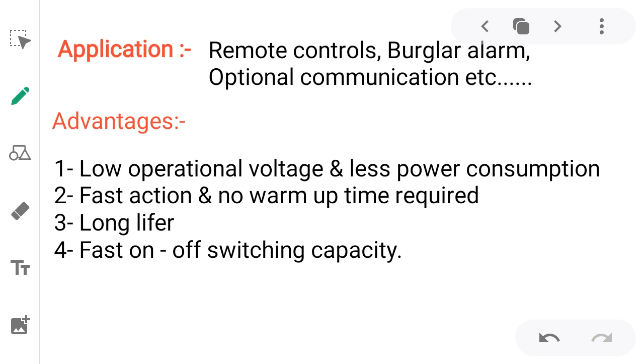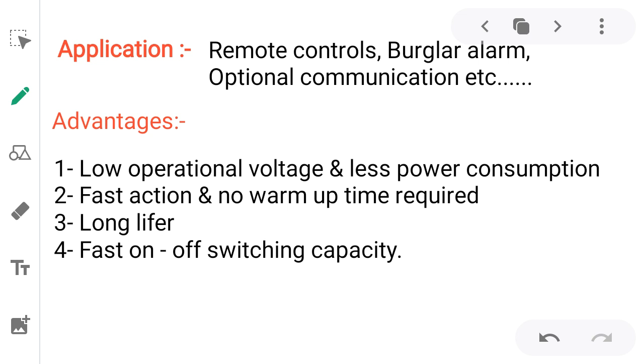Next is the advantages of this LED. LED requires a low operational voltage. It consumes less power. To operate the LED, we do not require much power supply because it emits spontaneous radiation. Next point is fast action and no warm-up time required. As we already mentioned, the spontaneous emission of radiation means it does not require any time for warm-up.